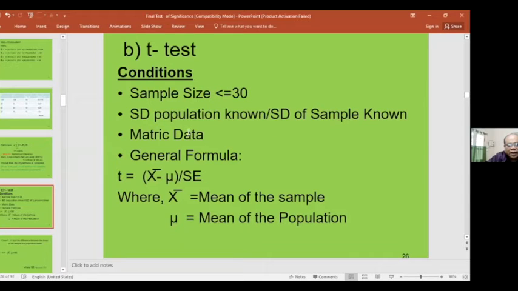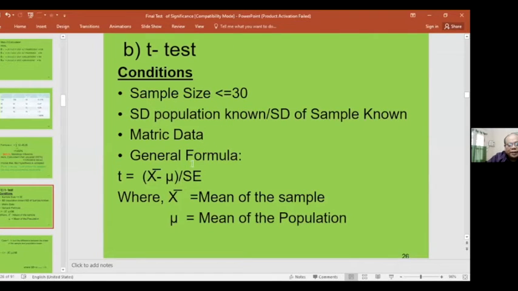Metric data are those data collected on a metric scale. What are the metric scales? Interval scale and ratio scale, and these are quantitative in nature. Nominal scale is qualitative in nature. So metric data are those data collected on interval scale and ratio scale, and these are quantitative in nature.